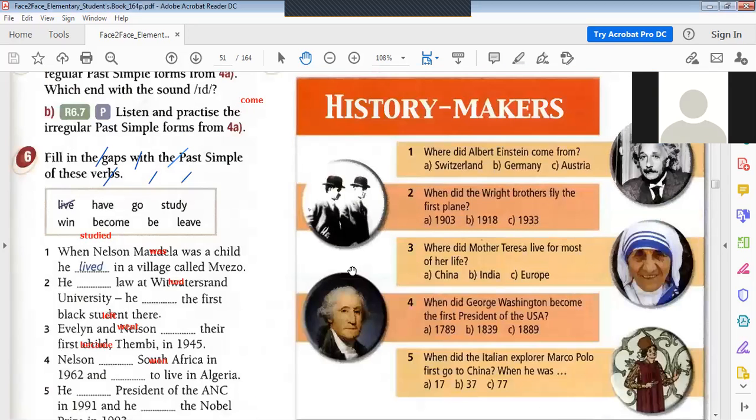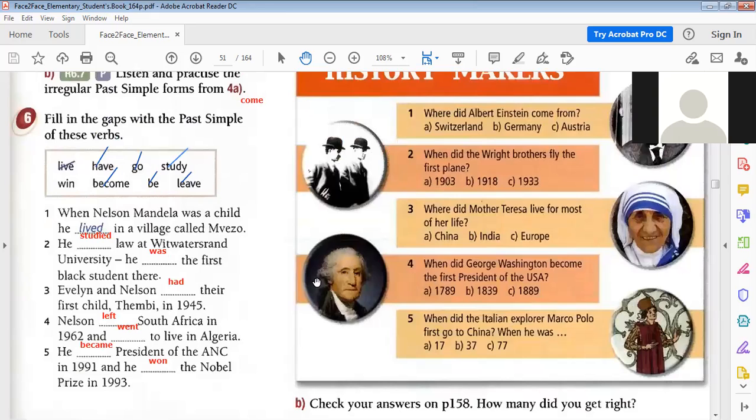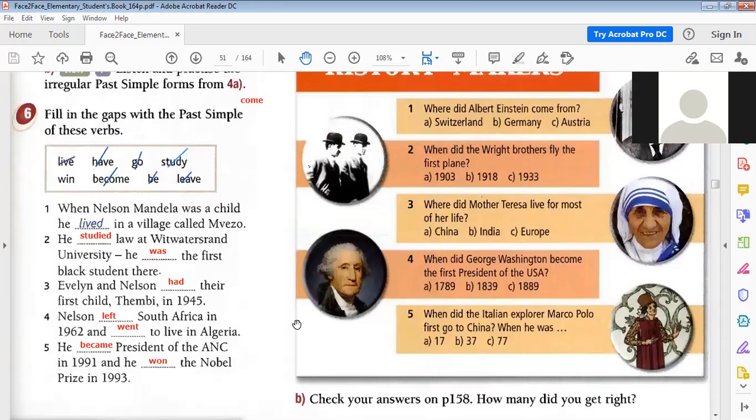Let me check. Maybe in listening. No listening. Okay. Let's read them. Let's practice them a little bit. Okay. So Basma, you can do number 1, please. When Nelson Mandela was a child, he lived in a village called Mbizo. Nice. Okay. Manal, number 2. He studied law at Witwatersrand University. He was the first black student there.